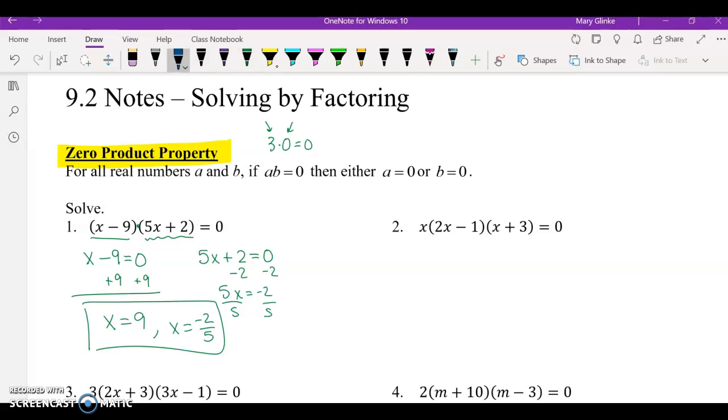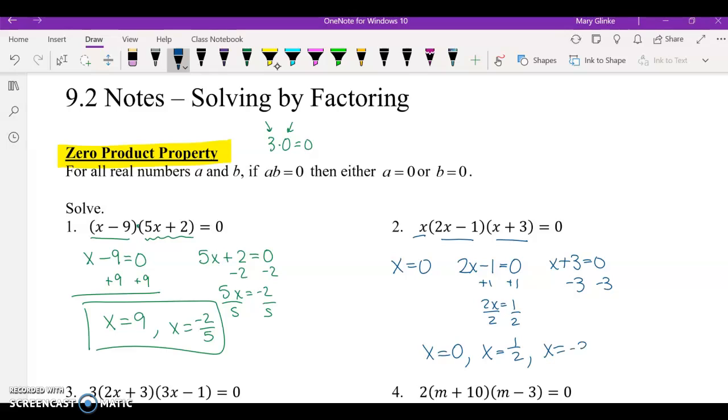So looking at the next one, we have three different things being multiplied. So what we're going to do is set each of those parts equal to 0, and then solve each of the resulting equations in order to get your answers for x. So for this one, we get x equals 0, x equals 1/2, and x equals negative 3.